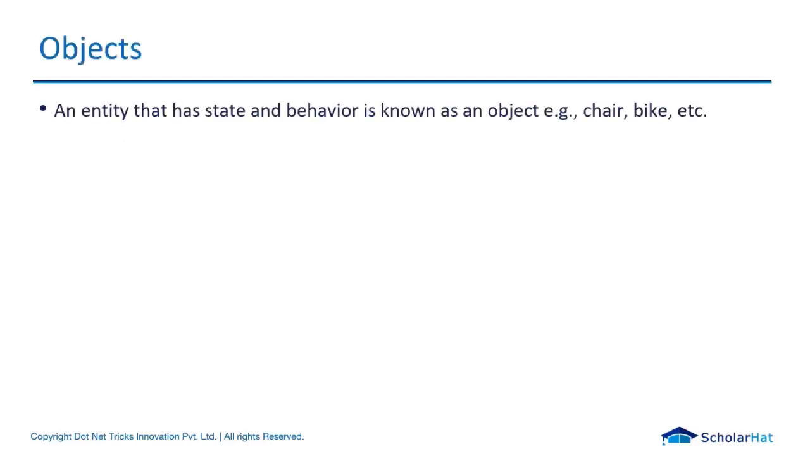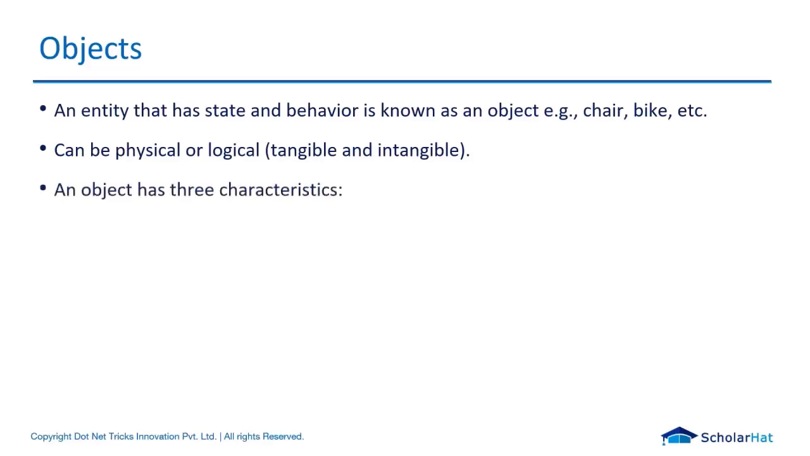Then we have an object. As I told you, class depicts the object as well. An entity that has a state and behavior is known as an object, like a chair, bike, car, student, employee, supplier. Can be physical or logical, tangible and intangible. An object can have three characteristics: state, behavior and identity. Behavior is what that object is doing, the particular task; identity is to whom that object belongs; and state is whether it exists physically or logically.